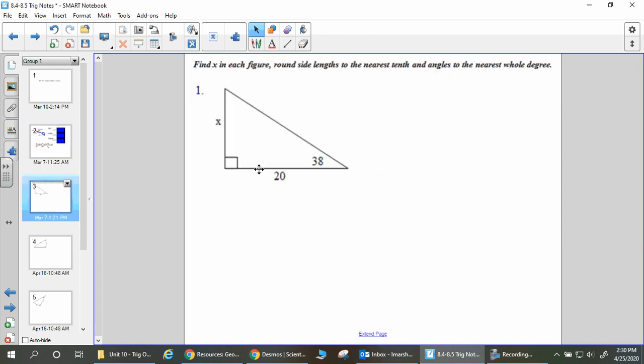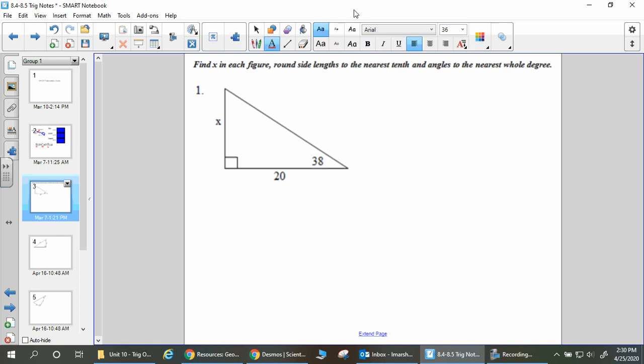So what you're going to be presented with is a right triangle with some information, okay? Instructions for any of these problems are always going to be the same. You want to round side lengths to the nearest tenth, angles to the nearest whole degree. So you also need to be identifying, what am I finding? Am I finding a side or am I finding an angle, right?